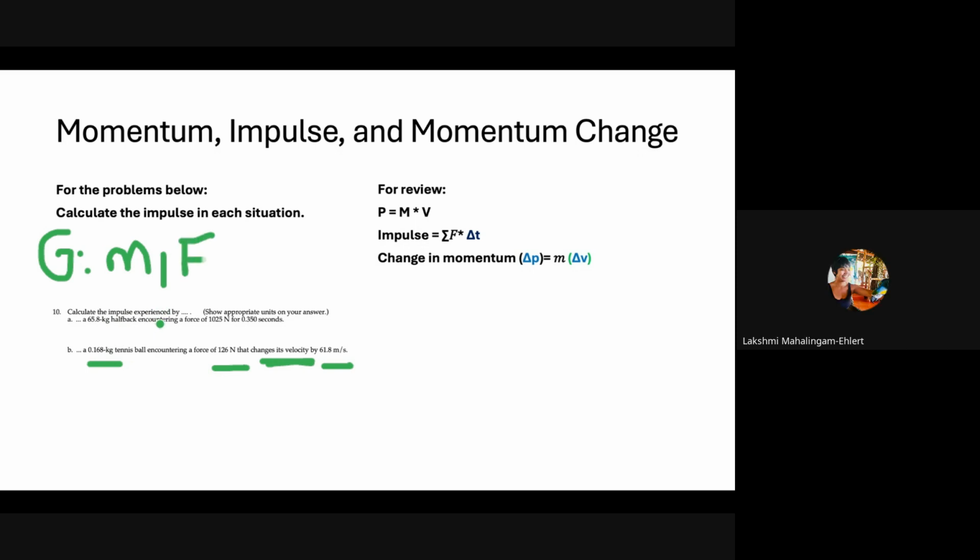It would be delta V, like the change in velocity. Yes, not just velocity, but the change of velocity. And it literally says it changes its velocity. So that doesn't mean that it is going at that velocity. It changes its velocity, so it's initial and it's final. You subtract those two, you get actually 61.8 meters per second. So that's what that means right there.